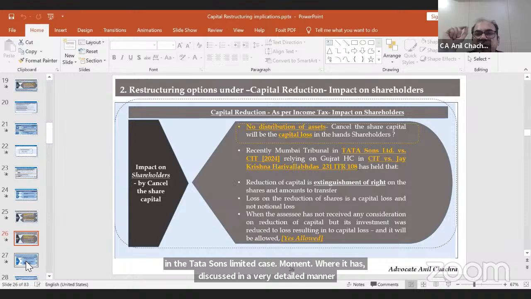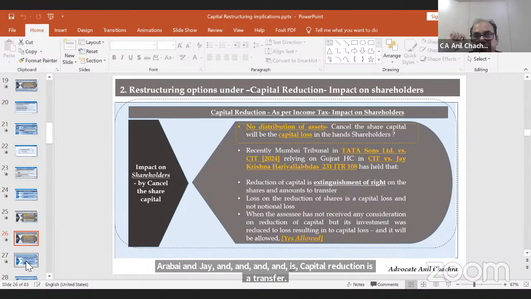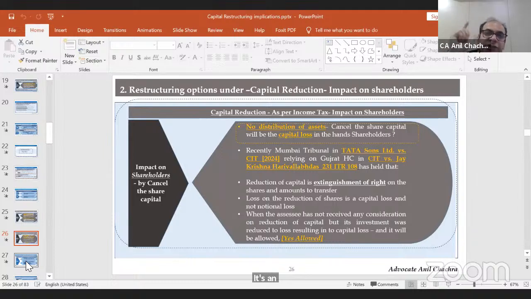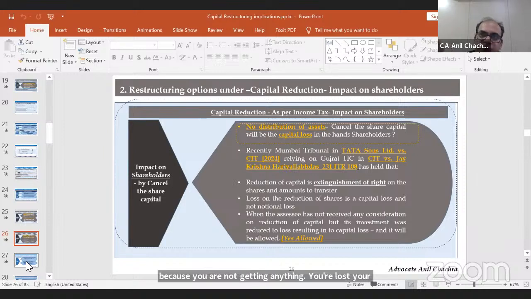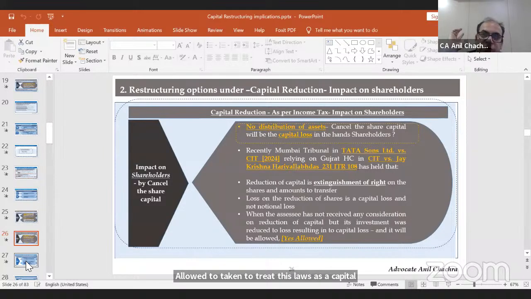relying on previous judgments like Kartikeya Sarabhai, G. Narasimhan and Kohli's Grace judgment: capital reduction is a transfer, an extinguishment of rights. And the loss on the reduction of shares, because you are not getting anything, your capital has reduced substantially, means your investment has reduced substantially. So that means it will be treated as a capital loss. And the ITAT has allowed this loss to be treated as a capital loss as far as income tax is concerned, right? So if you are not getting anything, the capital reduction loss will be treated as a capital loss and it will be allowed in income tax.